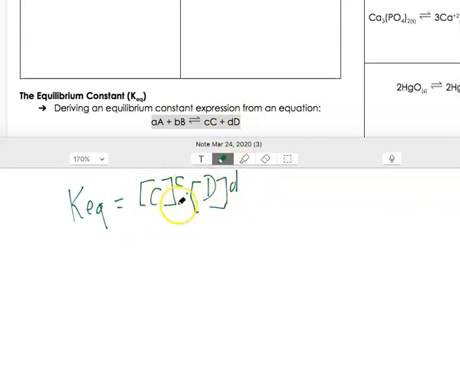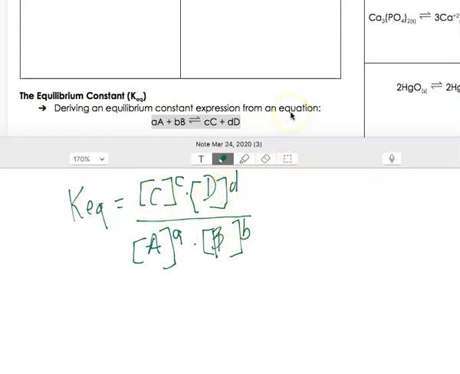So the products go on top, and then you divide by the reactants at the bottom. So capital A, the concentration of the substance, to the power of the mole, so to the power of the little a, times the concentration of substance B to the power of little b. So this is how we set up the equilibrium constant, and you plug in numbers and you get a number.